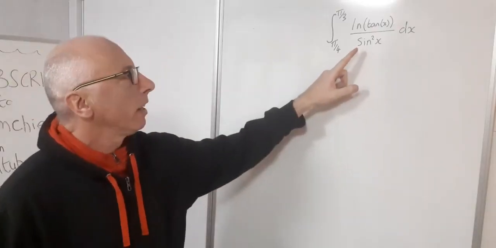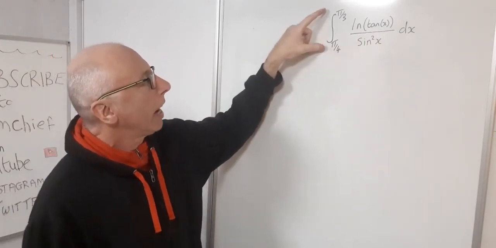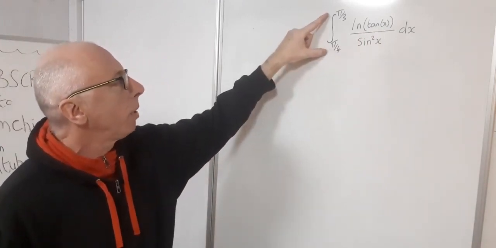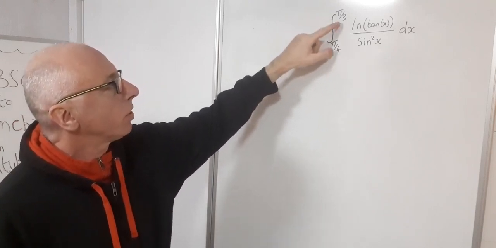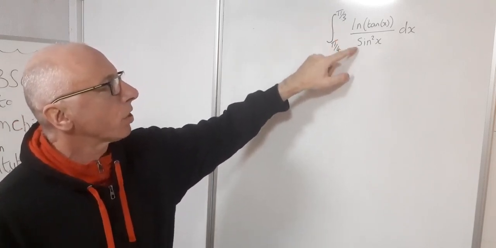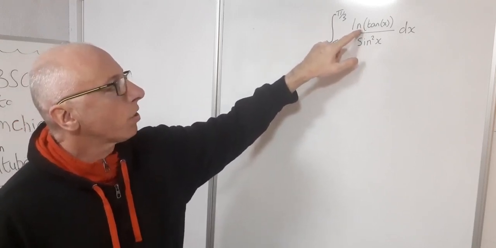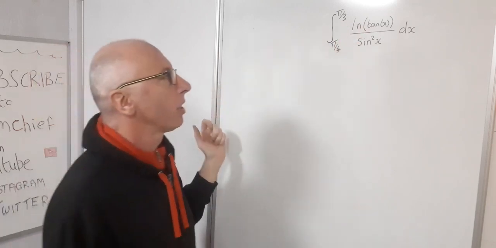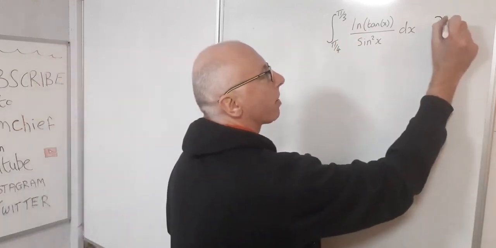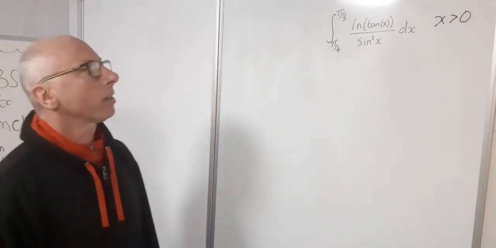So we've got an integral here, log of tangent x divided by sine squared x, and our parameters of integration are from pi over 4 to pi over 3. Now it's important to check these parameters because this function here is not a continuous function at all. We've got a logarithm, which we can't have 0 or negative numbers, so therefore we could say x must be greater than 0 for a start.